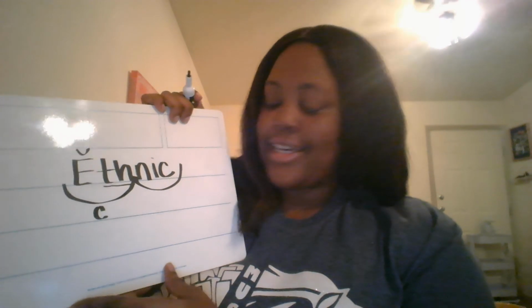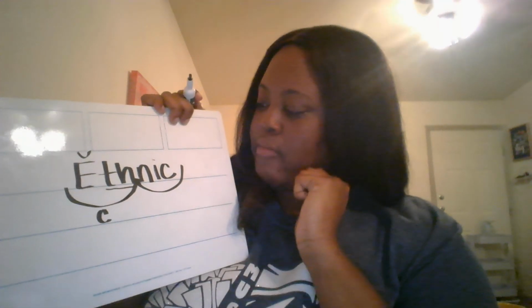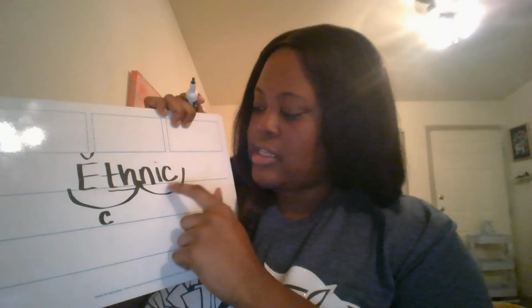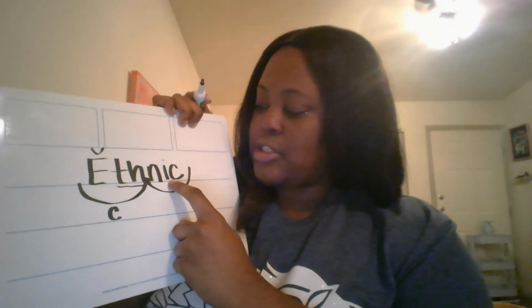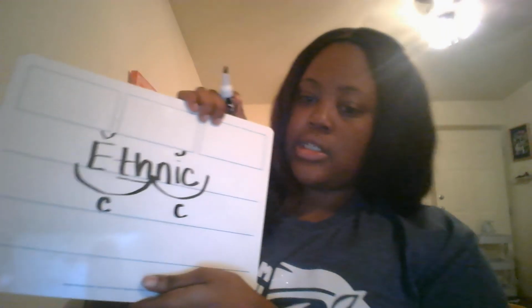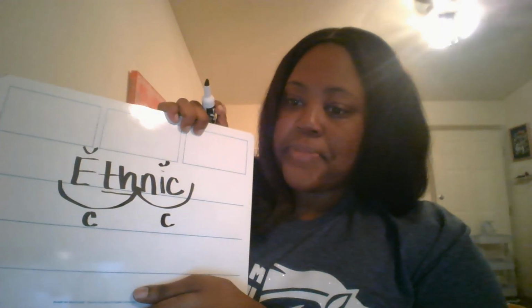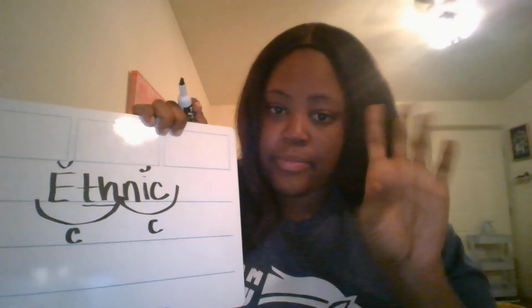Same thing with nic, N-I-C. My vowel is the I, it's closed in with the C, it's making the short sound, nic, ih. So this is short, mark it with a little scoop, and then it is closed as well. Ethnic. So that's syllable division rule number 4.